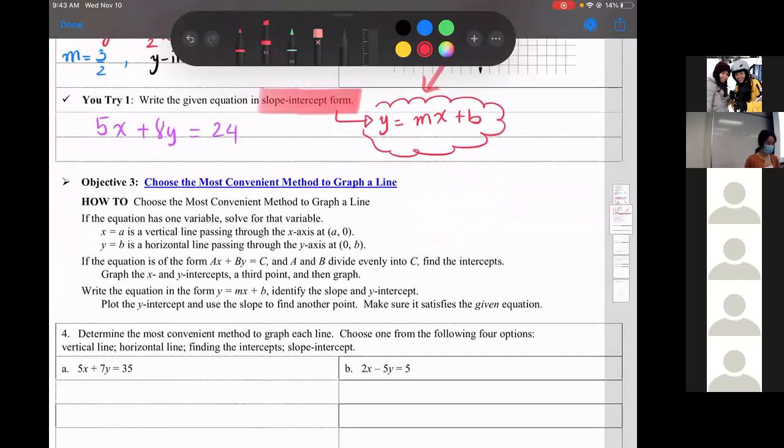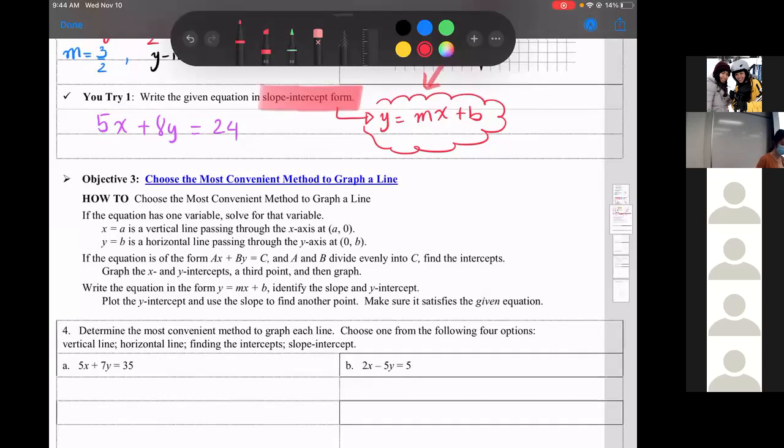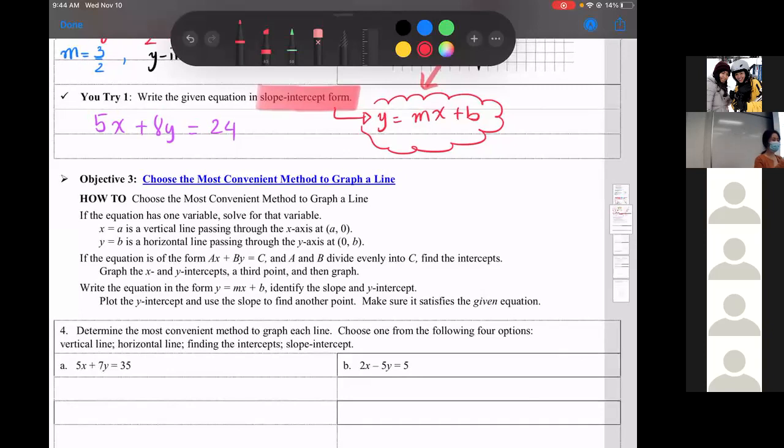All right. Objective 3, choose the most convenient method to graph a line. Let me ask you something. I want you to come up with an equation. A linear equation. Someone tell me a linear equation that popped in their mind. Emma, you want to give the shot? Just give me one. Any equation. Just somebody come up with a linear equation.